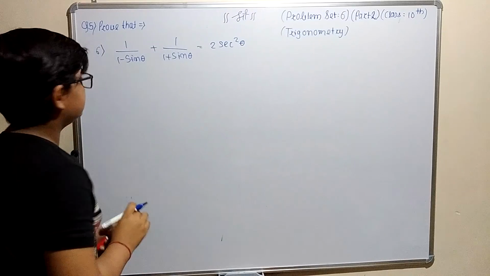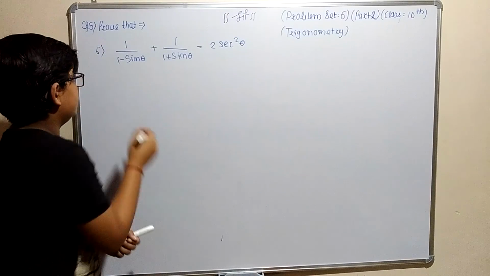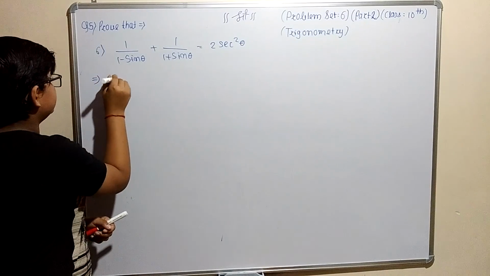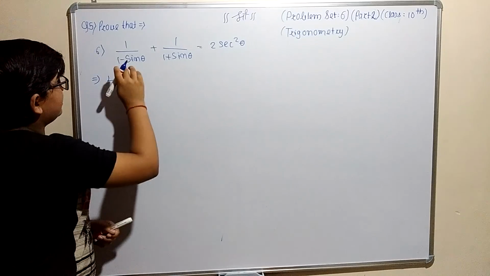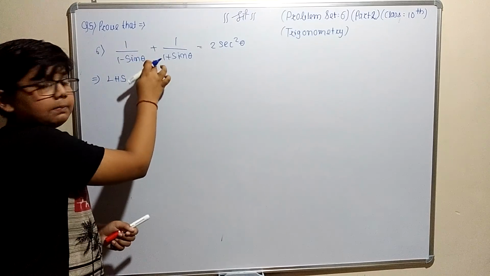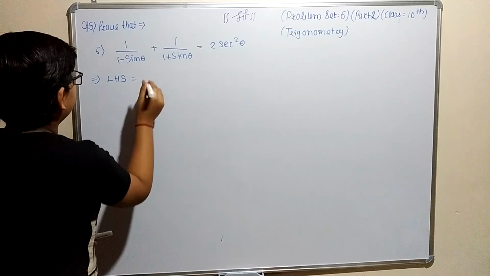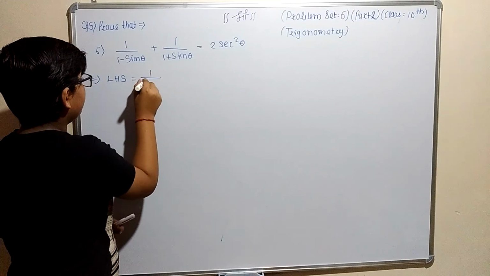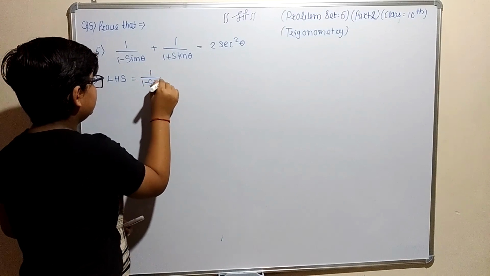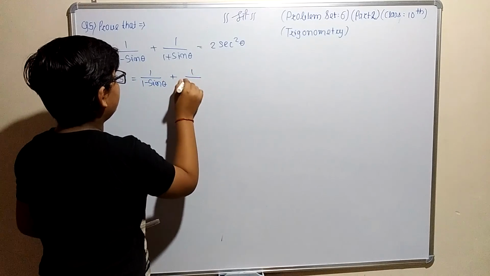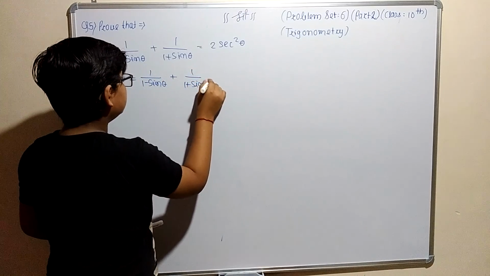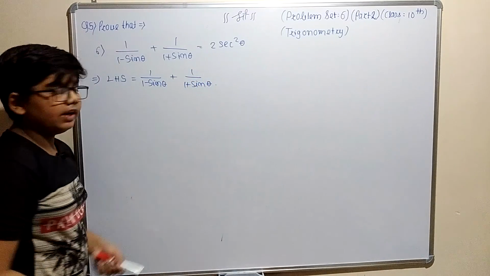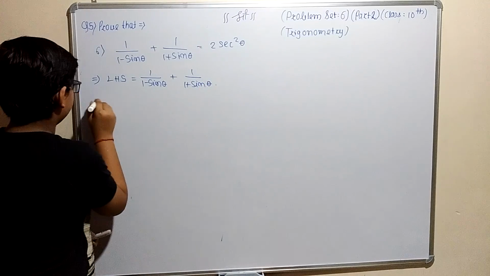Now this is our 6th number question. Now we will try proving it. Now to prove this we will write LHS. Now what is LHS? LHS is 1 by 1 minus sin theta plus 1 by 1 plus sin theta. This is our LHS. Now we will solve for it.